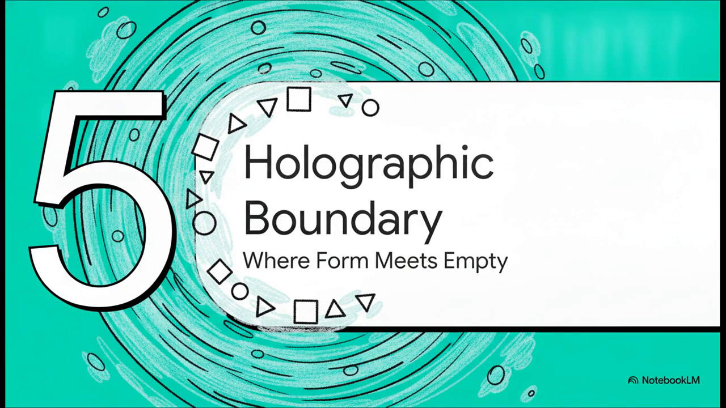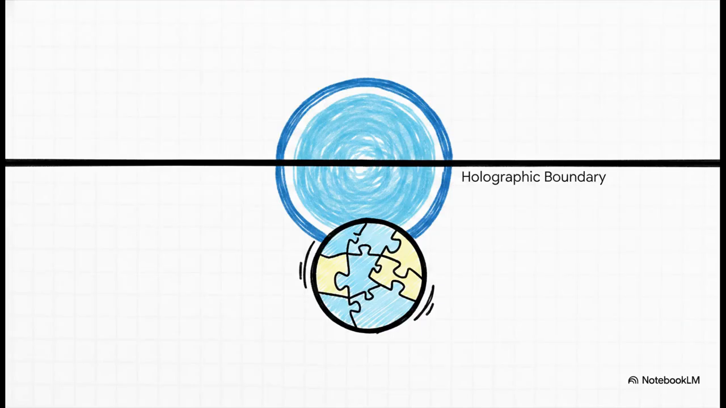So how does this all tie together? Section 5, the holographic boundary. How do these two opposing ideas, form summing to 0 and emptiness fracturing into form, actually meet to create the reality we experience? They meet exactly at the holographic boundary, and this is mediated by something called the BRST operator.